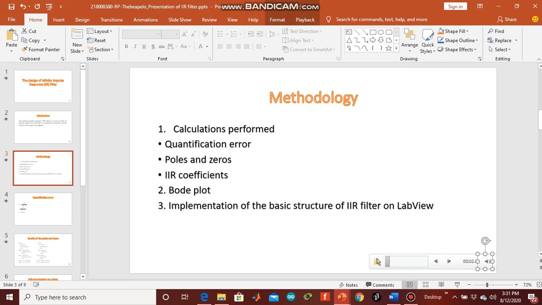Methodology. These are the steps and methods that led me to a workable solution. I have calculated the quantification error, calculated poles and zeros. I have also calculated the IIR coefficients. I have sketched the Bode plot and finally implemented the basic structure of the IIR filter on LabVIEW.